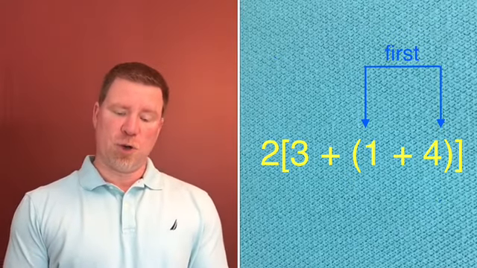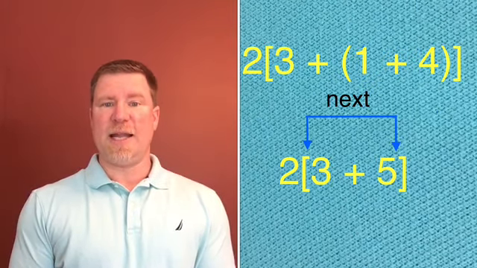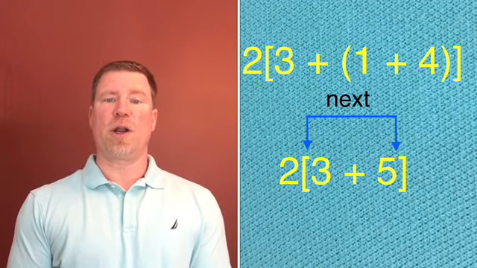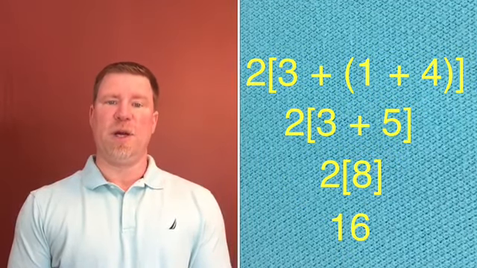In this case, we're going to do 1 plus 4 first and get 5. Then inside the brackets, we still have a 3 and a plus. So we're going to do 3 plus 5, and we get 8. And then last, we're going to do 2 times 8, which is 16.